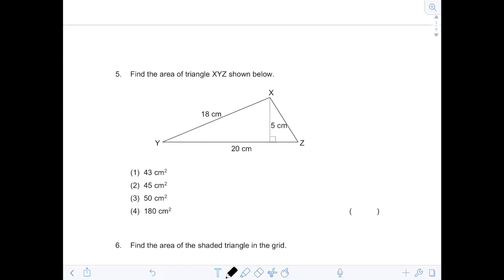Find the area of triangle XYZ. Straightforward one. Again, you have to identify the right angle and use the two lines that connect it. So here you got half times 5 cm times 20 cm. Press the calculator. You get 50 square cm.